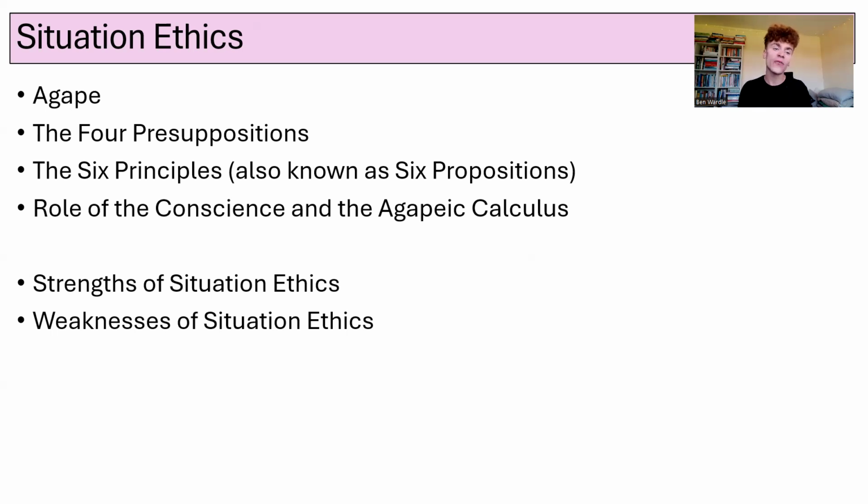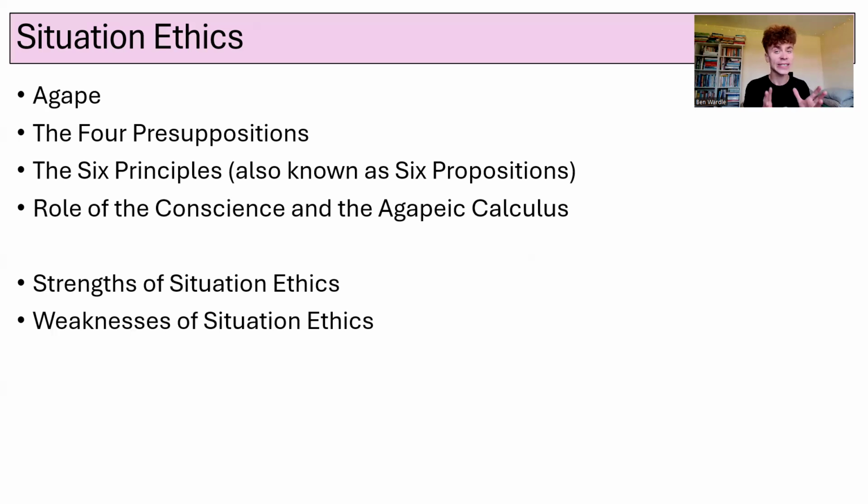We'll then have a look at the four presuppositions, so personalism, positivism, pragmatism, and relativism, and we'll look at what each one means. And then we'll have a look at the six principles, such as the end justifies its means. We'll then have a look at Fletcher's view on the conscience.